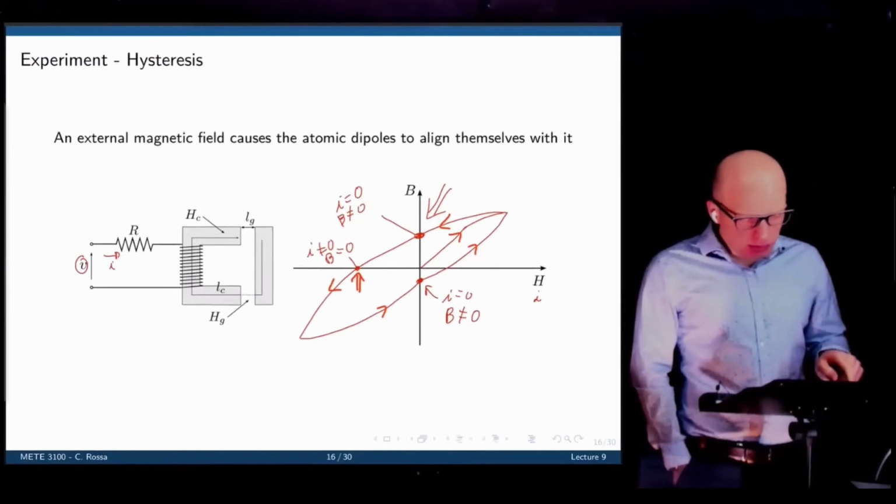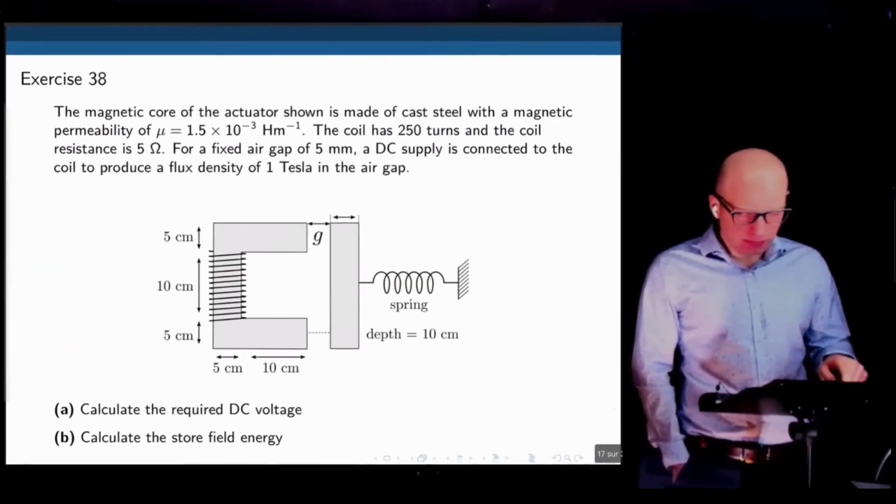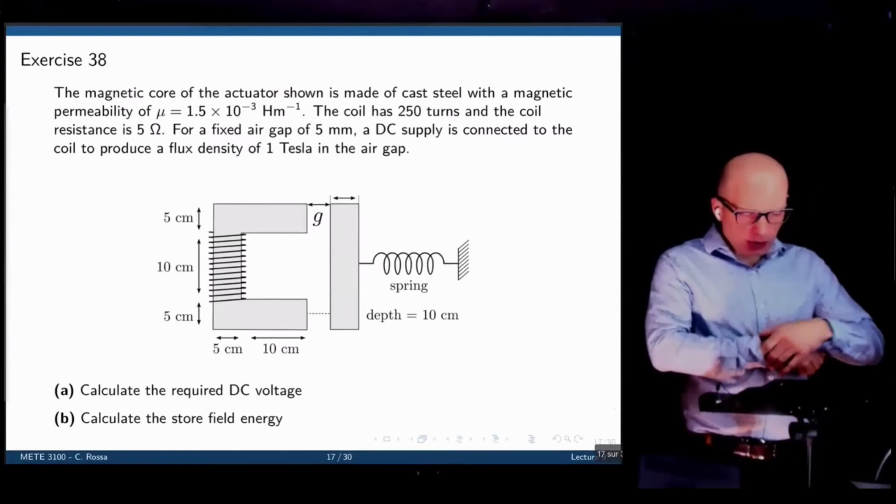Sounds good. So let's do some exercises then, if there are no questions. Let's start with this one.